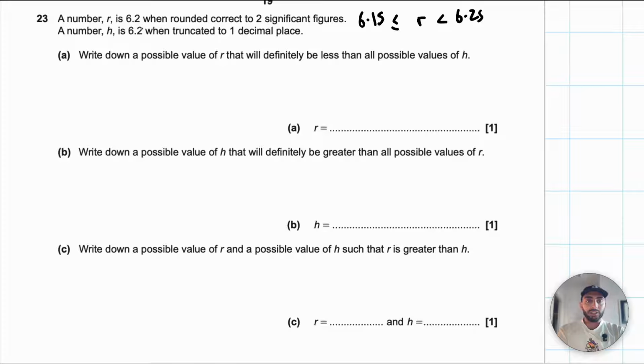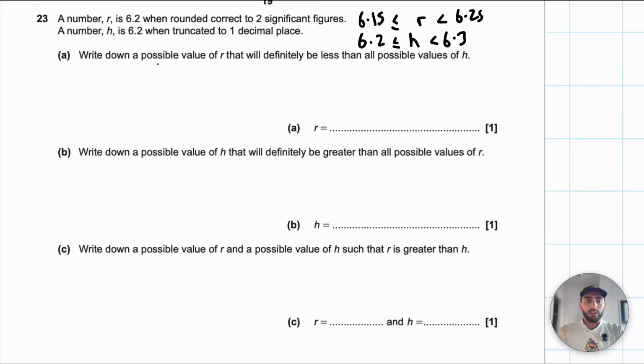Truncated just means it's cut it off at the end. So it didn't round it up or down, it just cut it off. So the smallest number it could be is 6.2. It could be equal to that as well. It'd be between 6.2 and the largest number it could be would be just below 6.3. Because if it's 6.3, when you cut it down, it would just end in 6.3. So it needs to be everything below 6.3.